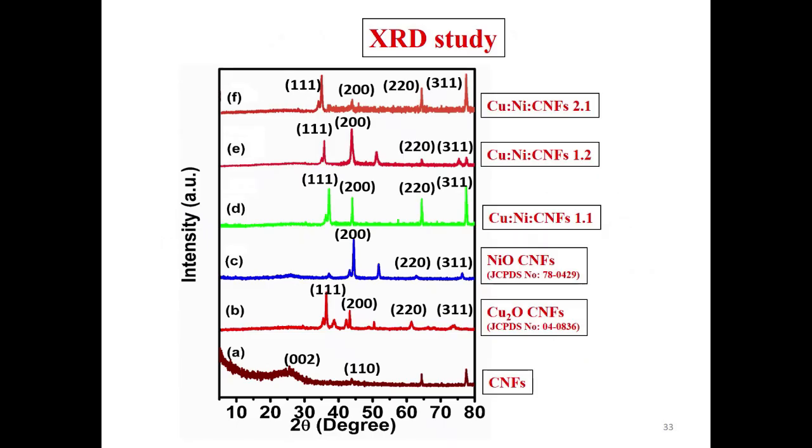This is the XRD study, and here is the ratio we have selected: carbon nanofiber, copper, cuprous oxide (Cu2O) carbon nanofibers, then nickel oxide carbon nanofiber, and the combination of copper nickel carbon nanofiber in the ratios 1:1, 1:2, 2:1. This is the ratio selected for the synthesis of copper nickel carbon nanofiber. From the XRD study, the presence of the crystal planes suggests the formation of copper nickel carbon nanofiber at different concentrations.